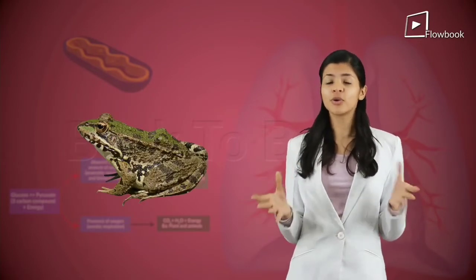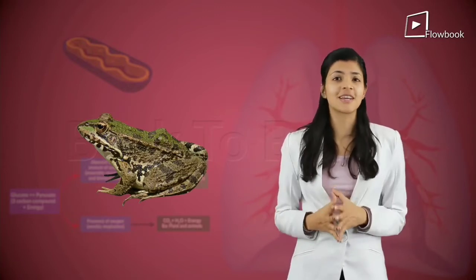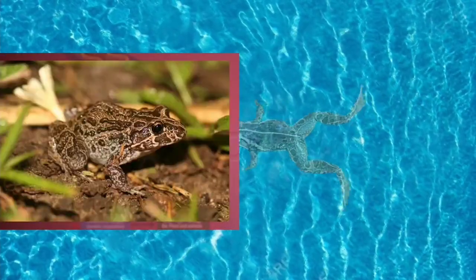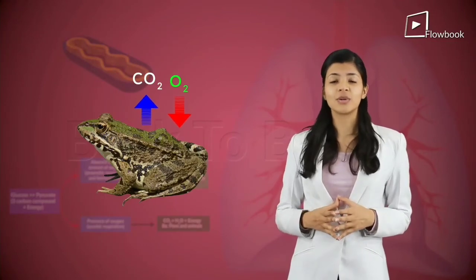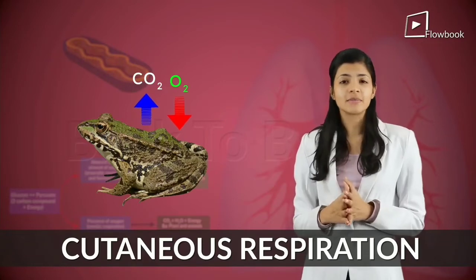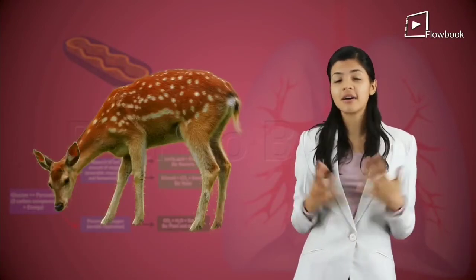Frogs are even more unique when it comes to respiration. Since they are amphibians, that means they can live in water as well as on land, they have a really unique way of taking in air. They breathe through their skin, and this is known as cutaneous respiration. All terrestrial organisms like reptiles, birds, and mammals breathe through their lungs.